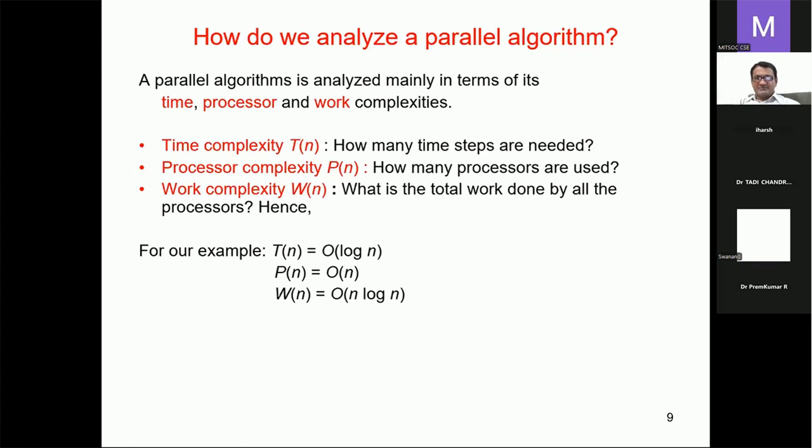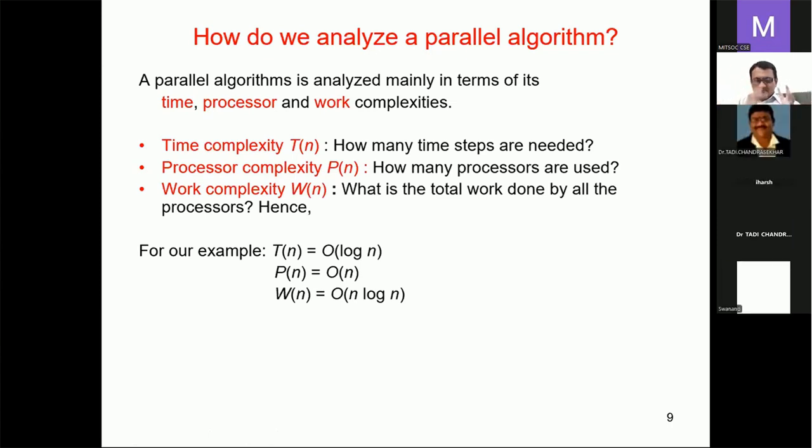Okay, so let us take the same example. In our case, how many time steps are required? Log n times, right? How many processors are required? N. So the work complexity will be n into log n. Is it clear? All of you understood? The work complexity will be n into log n.